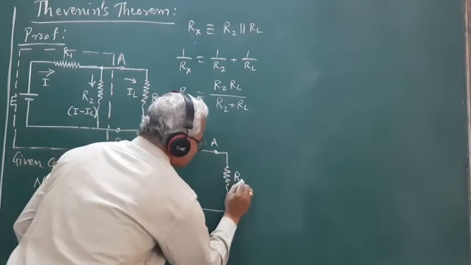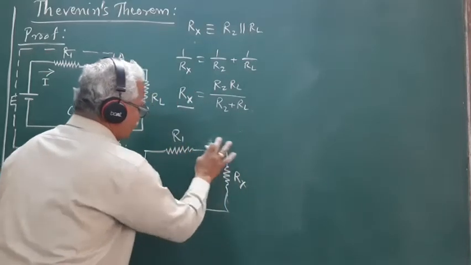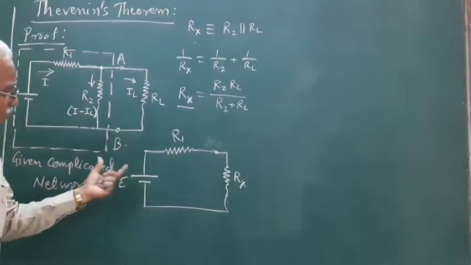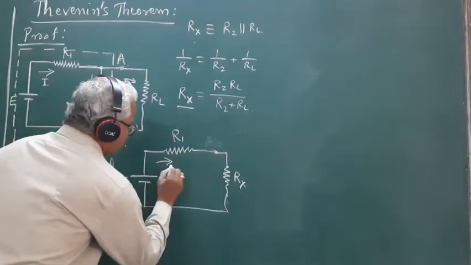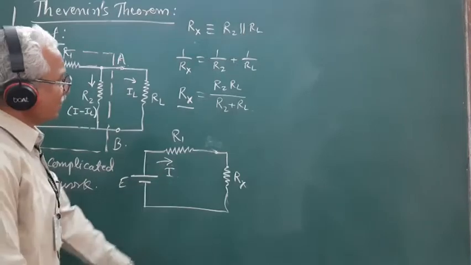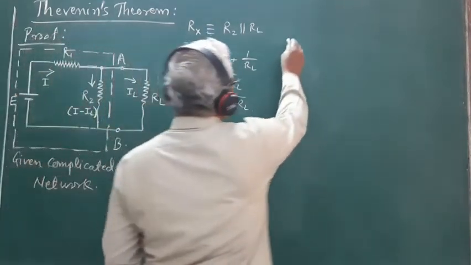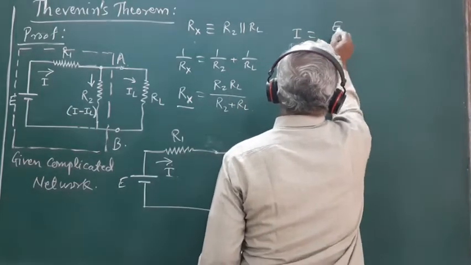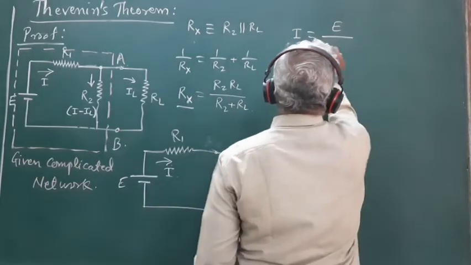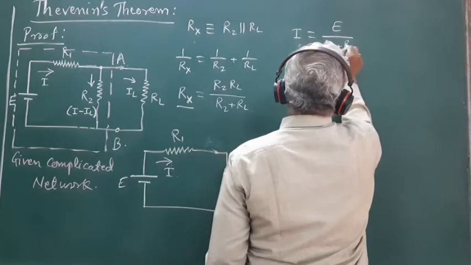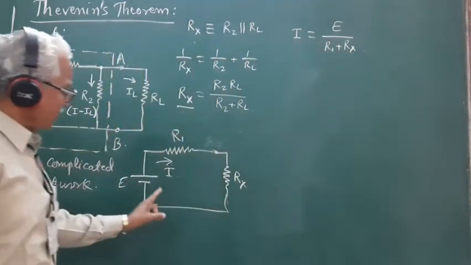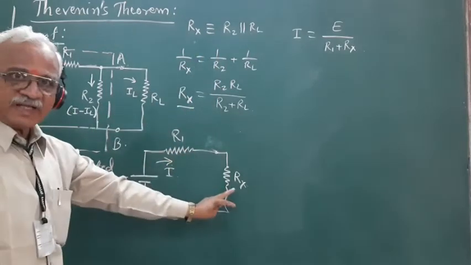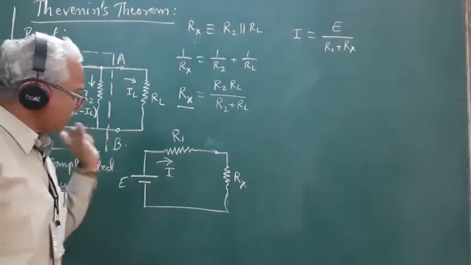This is the resistance Rx. So here we will represent the terminal A. So we have this series combination. So we can calculate the current I drawn from the source. The current I drawn from the source is given by the expression I is equal to E upon R1 plus Rx, where R1 plus Rx is the total resistance of this circuit.